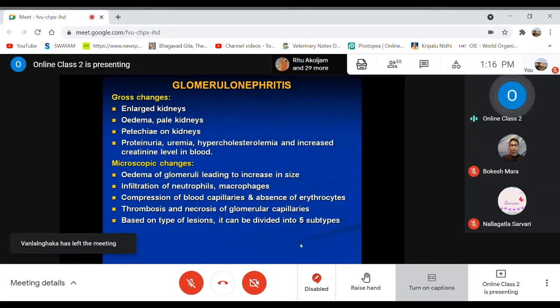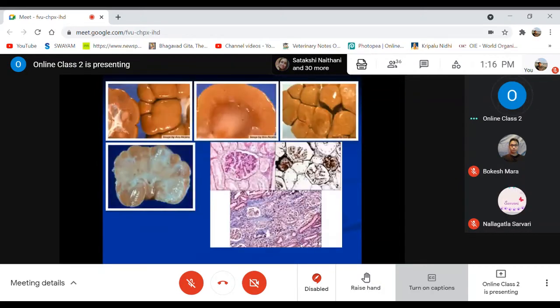Okay, and basing on the lesions, when I was talking about mesangial proliferative glomerulonephritis, due to the presence and proliferation of the mesangial cells, it can again be divided into 5 subtypes. Okay, these are some photographs of glomerulonephritis in these kidneys, where this glomerular region used to be affected with severe inflammatory cell infiltration and all, right?